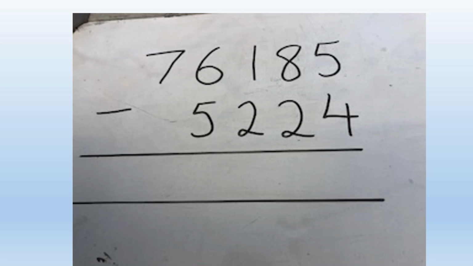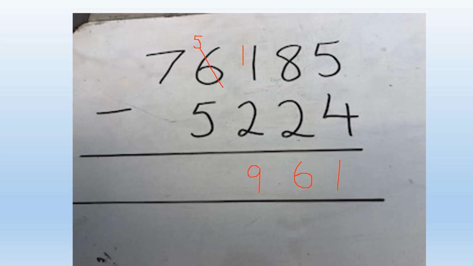Okay, let's go through the answers together. 5 units take away 4 units is 1. 8 tens take away 2 tens is 6. Now for the hundreds. 100 take away 200, we can't do that. So we're going to exchange 1,000 from here to leave 5,000. Exchange 1,000 for 10 hundreds, which is the same as 1,000. So that will be 1,100 in that column there, or 11 hundreds. 1,100 take away 200 is 900.